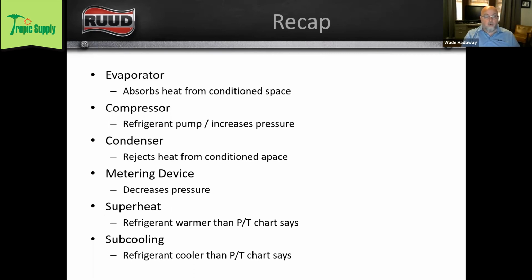But when we talk about warmer and cooler, they're just relative terms. So yes, the temperature of that refrigerant is cooler than your body temp, but it's still hotter than the PT chart, or the pressure temperature chart, says it should be.